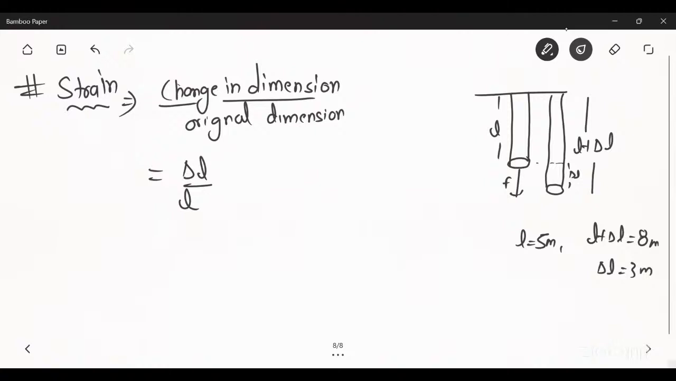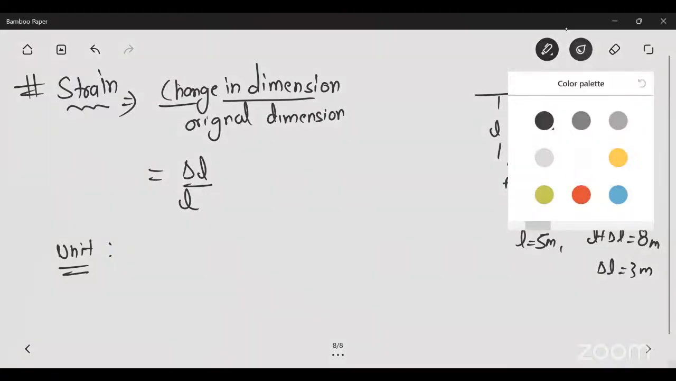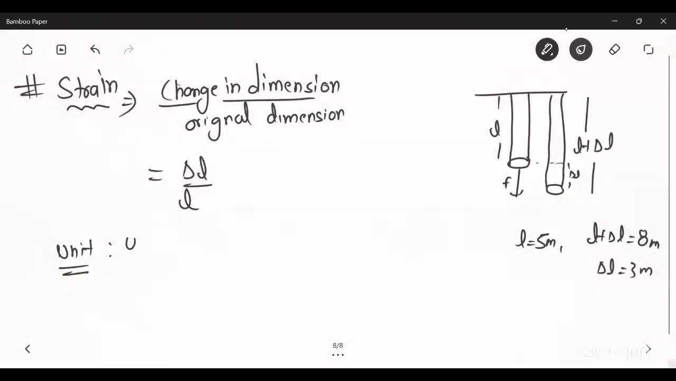Now I am taking the example that if L is equal to 5 meter and L plus delta L is equal to 8 meter, so delta L is equal to 3 meter. So 3 meter upon 5 meter. Meter is cancelled by meter. So it means that it will be a unitless quantity. Okay. And if it does not have a unit, it is also known as a dimensionless quantity.